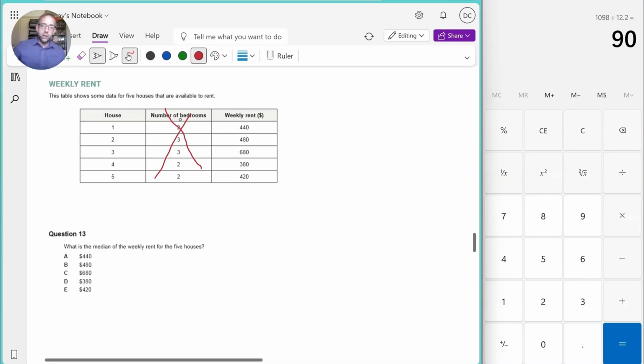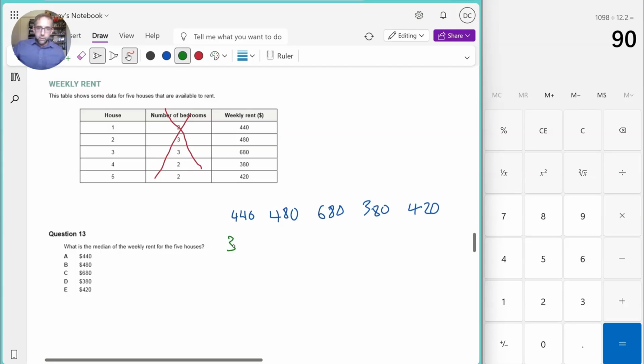If you're not sure, median is the middle number, but you need to make sure that you order it as well. But we get a piece of paper where we can do some working. So let's write down the 5 numbers first. We've got 440, 480, 680, 380, and 420. So this is kind of just a rough version. We've not put this in order yet. So don't try and find your middle number until you've done that. So we're going to order them now from lowest to highest.